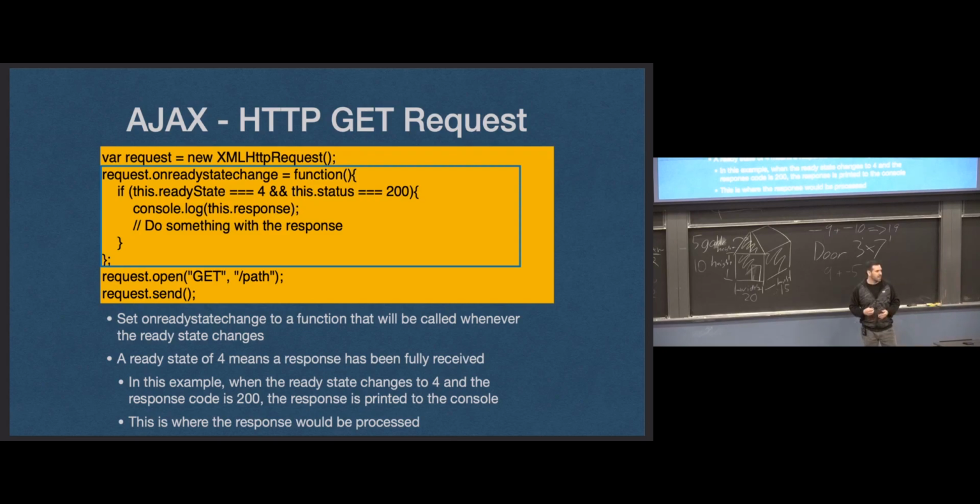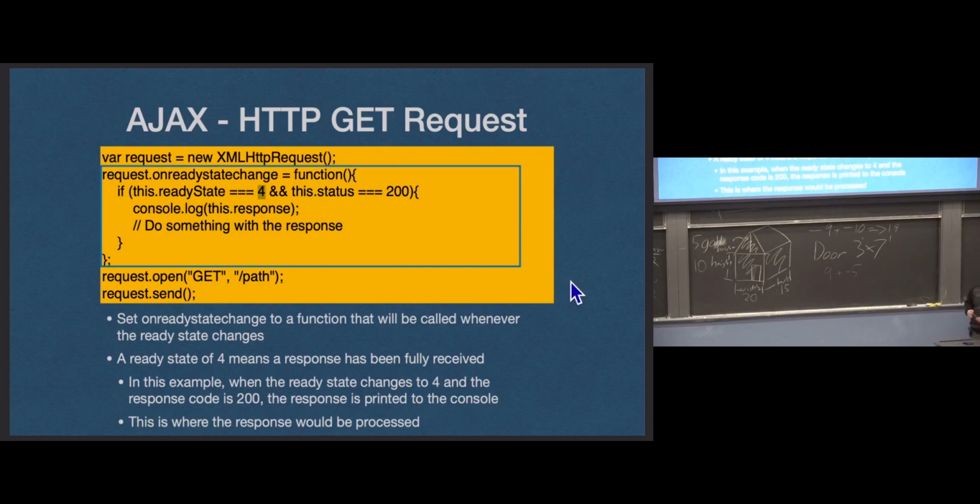So we're going to set the onreadystatechange field to a function. This is a field that stores a function, and this function is going to be called whenever the ready state changes. So we send the request, and whenever the ready state changes, it's going to call our function that we set to this field. The ready state is going to change to different integer values as the request is sent and being processed and responds. The one we're interested in is 4.